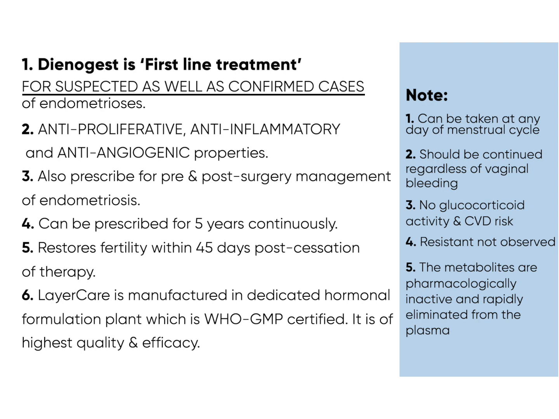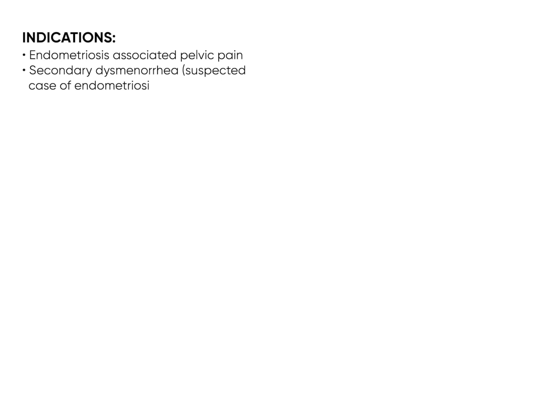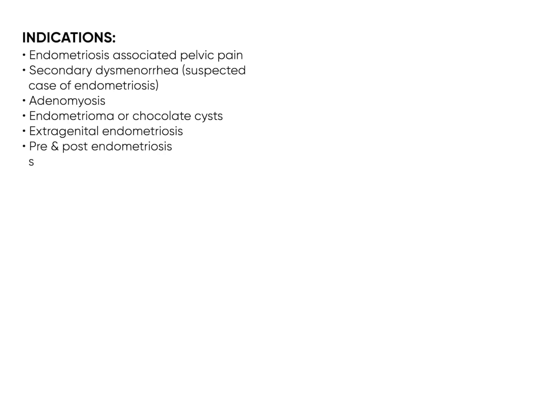Friends, LayerCare in a nutshell. LayerCare, Dienogest 2 mg. Care for endometrial layer. LayerCare should be prescribed in case of suspected as well as confirmed case of endometriosis. Indications include endometriosis-associated pelvic pain, secondary dysmenorrhea, adenomyosis, endometrioma or chocolate cysts, extragenital endometriosis, and pre- and post-endometriosis surgical procedure.